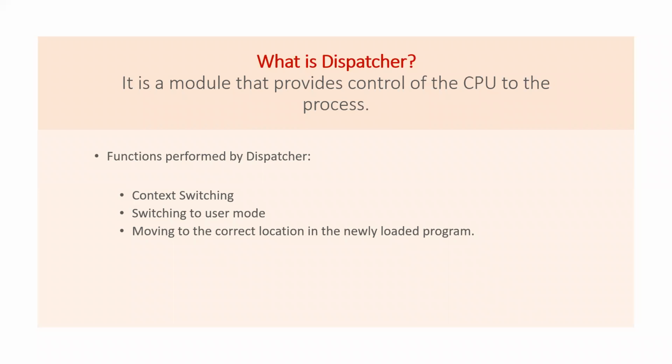So what is a dispatcher? It is a module that gives control of the CPU to the process. The dispatcher should be fast so that it can run on every context switch. Dispatch latency is the amount of time needed by the CPU scheduler to stop one process and start another. These are the functions performed by the dispatcher: context switching, switching to user mode, and moving to the correct location in the newly loaded program.